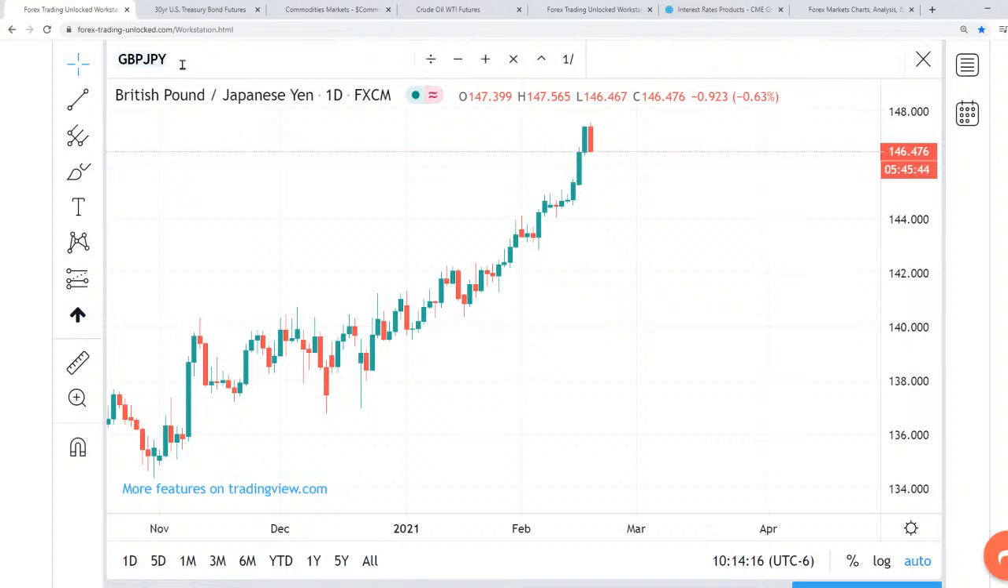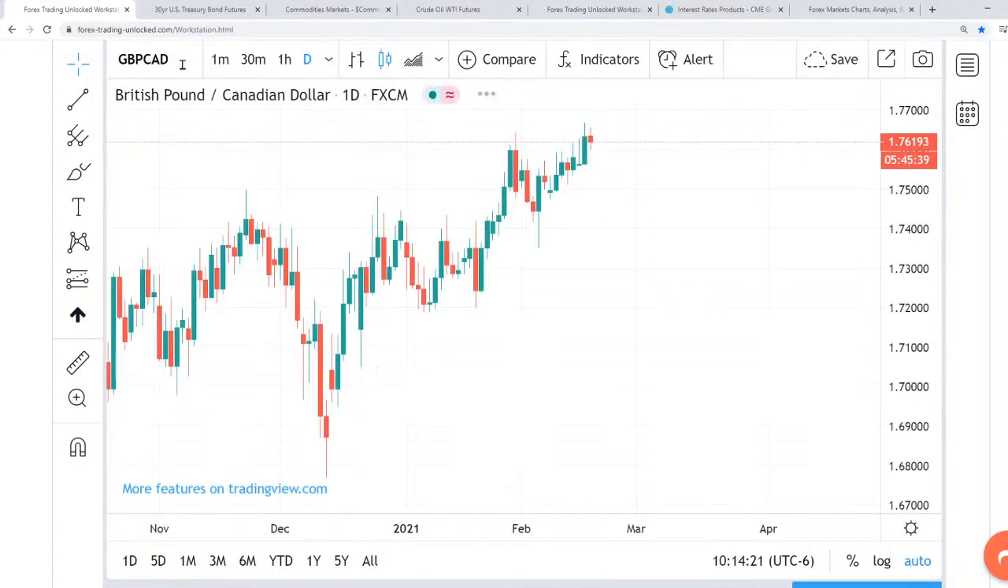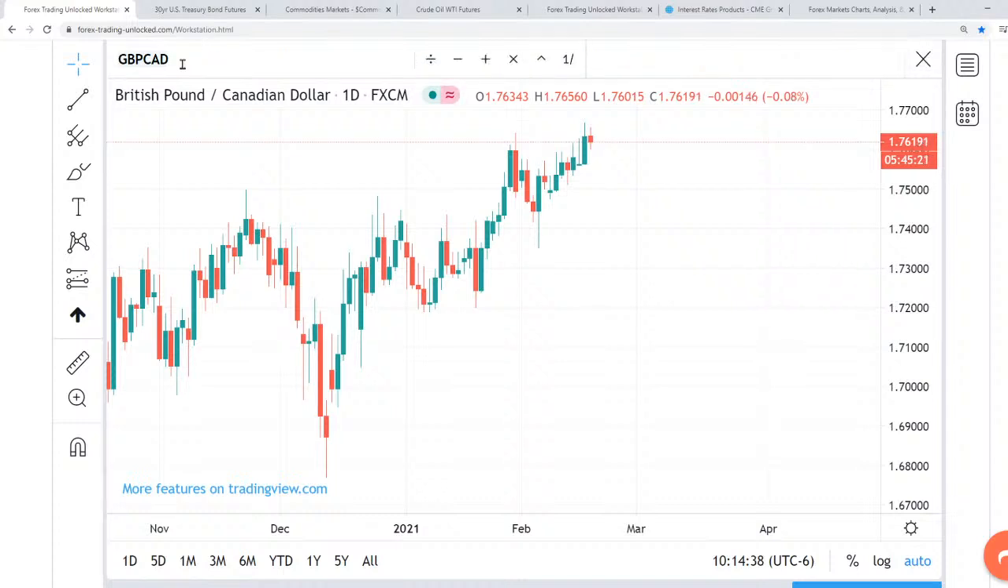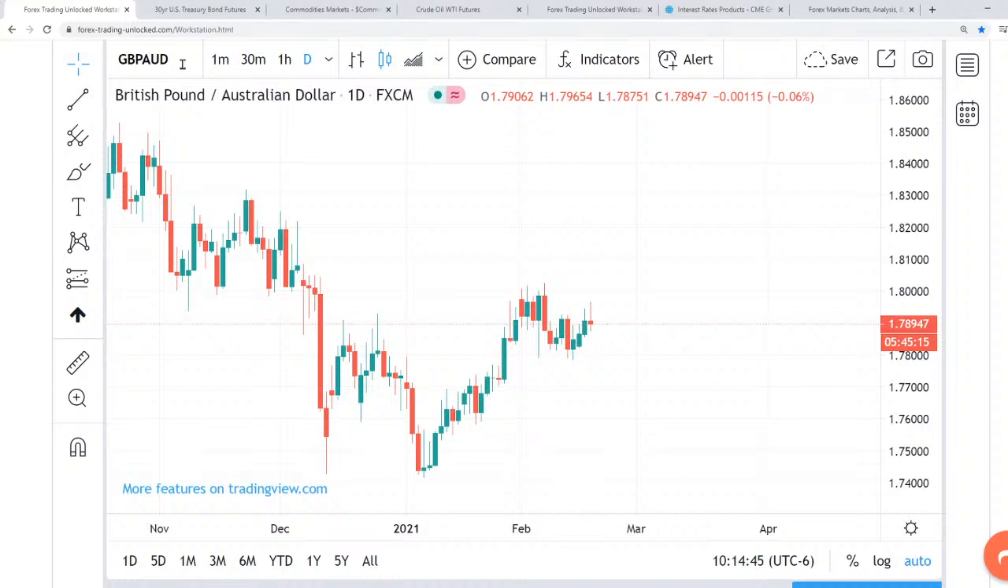So now we're going to look at the British pound versus the Canadian dollar. Okay, this market is also an aggressive bull. Today it's slightly lower. It failed to make a higher high today, and it's slightly lower on the day. So it is a bull, but with a short-term reversal forming today. Okay, now let's look at the British pound versus the Australian dollar. The Australian dollar overall has been in an uptrend. It's bullish.